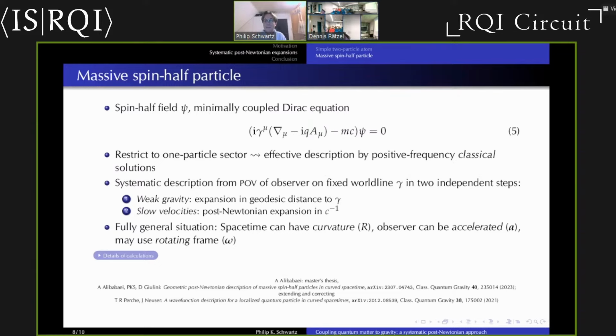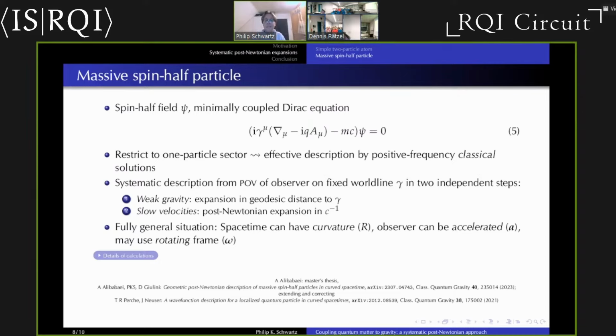And the approximation here works in two independent steps. As a first step, we perform an expansion in geodesic distance, or space-like geodesic distance, to the world line in generalized Fermi-normal coordinates. And by this, we implement a weak gravity approximation. So this is valid in a neighborhood of the world line where the distances are small compared to the curvature radius, so the curvature is small, and also where the distances are small compared to the acceleration of the observer and to the angular velocity of the frame that the observer is using.